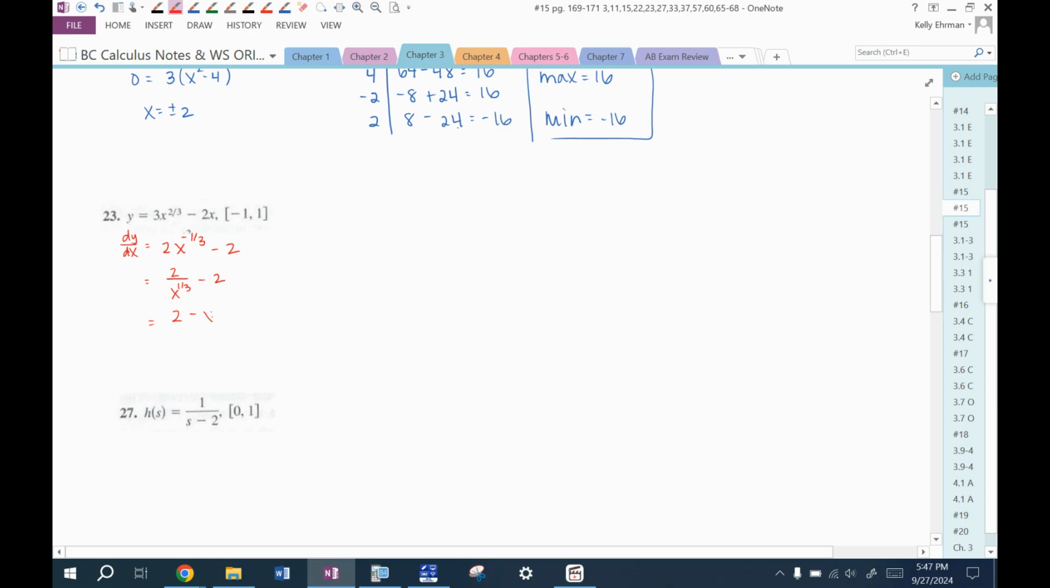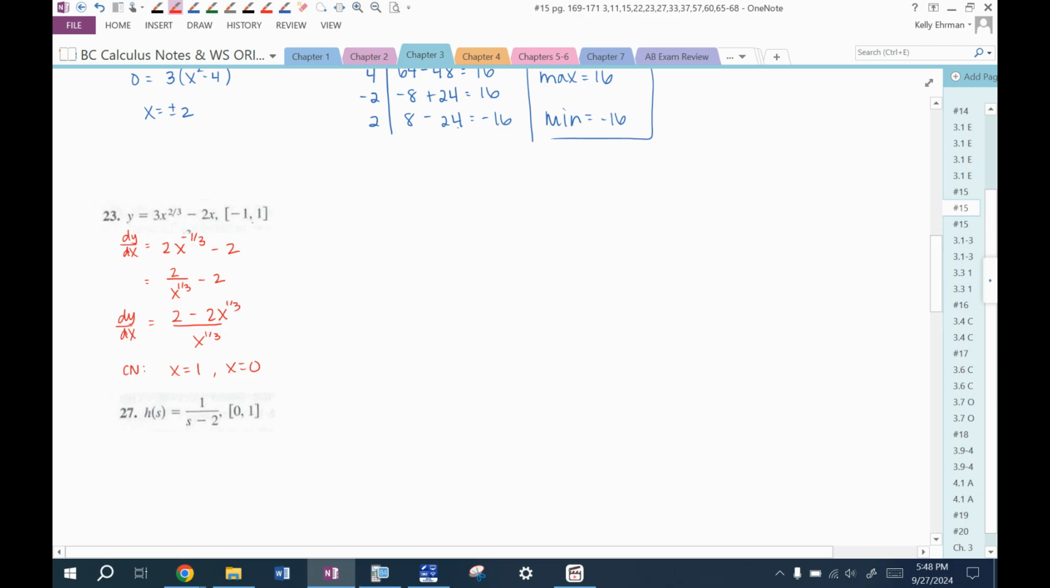That's 2 minus 2x to the 1/3 all over x to the 1/3. So this is dy dx. And if we're setting that equal to 0, then we get a critical number of x equals 1, right? Because if this is equal to 0, you'd subtract 2 divided by negative 2. And x equals 0.